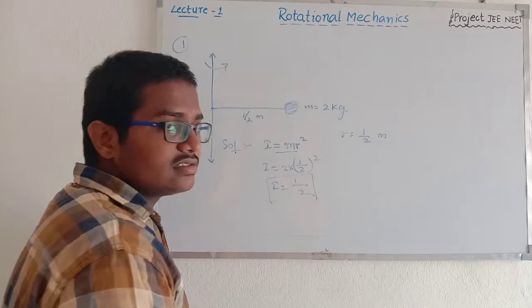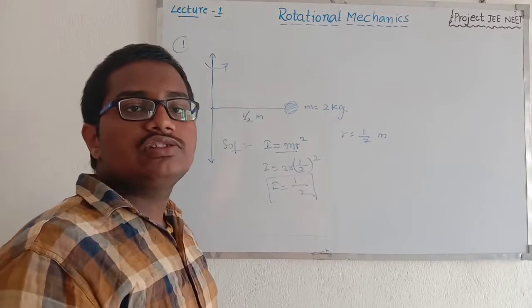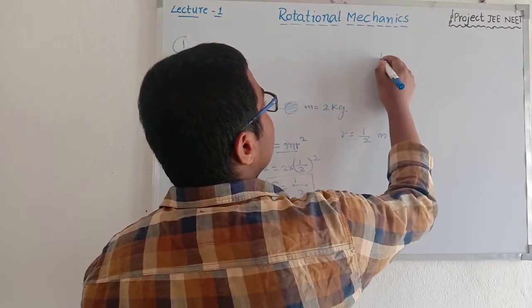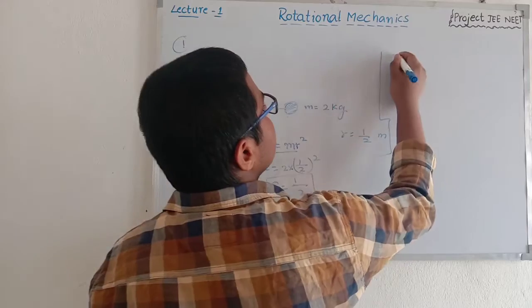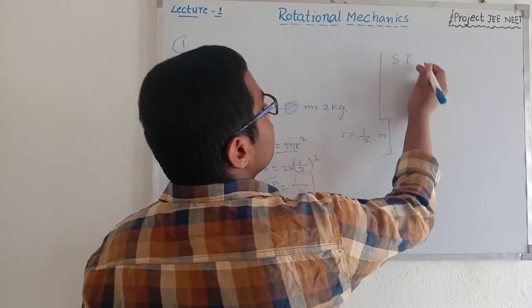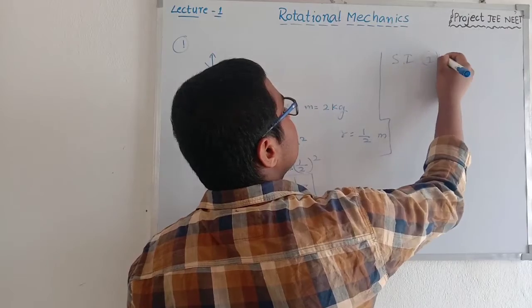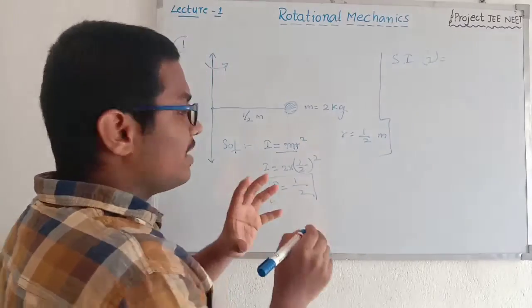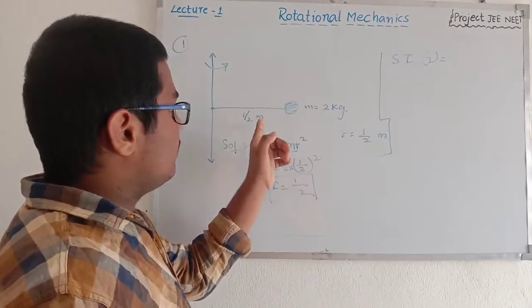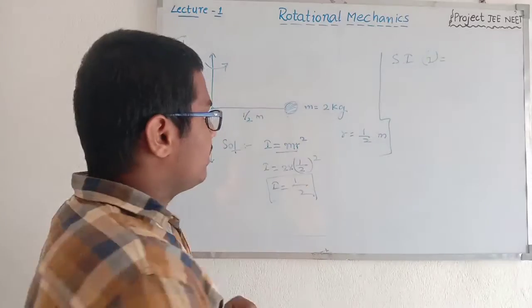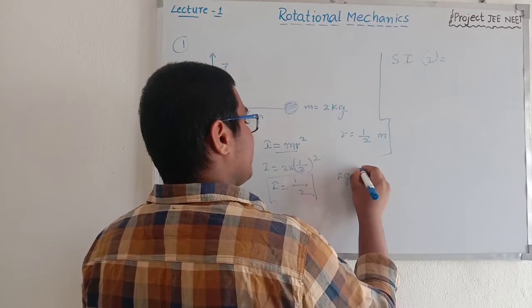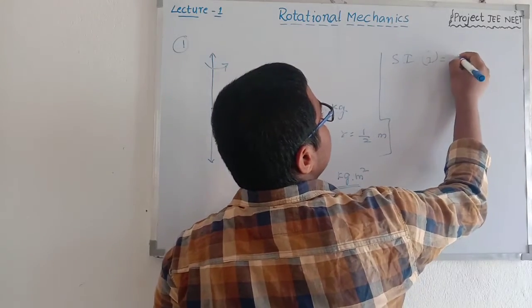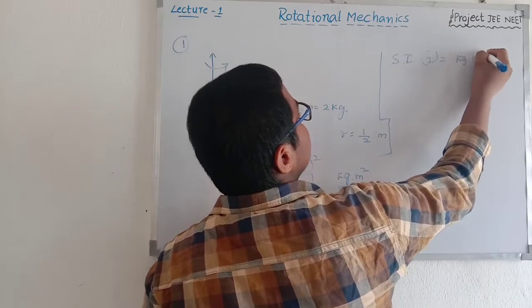In the previous discussions, I forgot to tell you the SI unit of moment of inertia. So note it near the moment of inertia concept only. The SI unit of moment of inertia comes from mr square. m has unit kg, r, the distance, has unit meter, so kg into meter square is the SI unit of I.